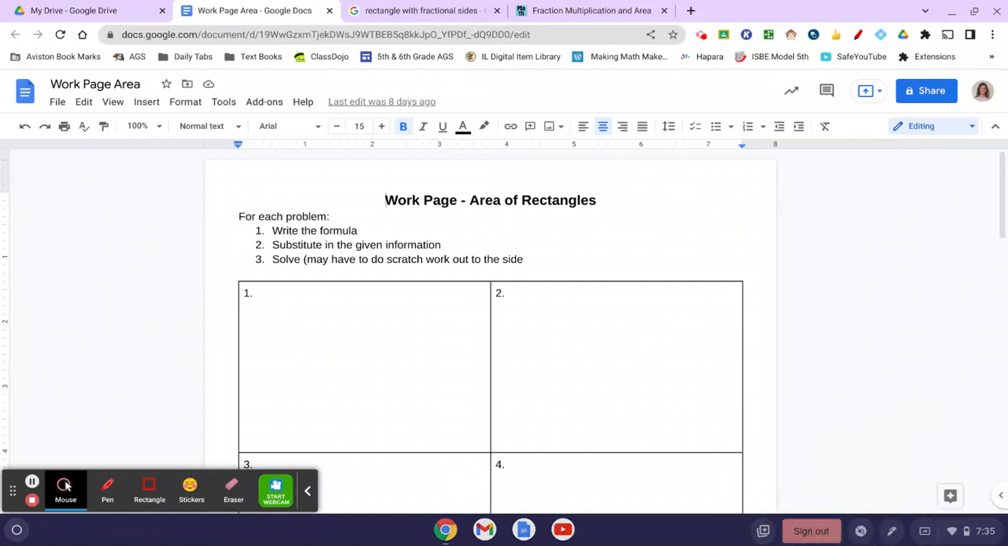Hey guys, today I'm going to show you a video on how to find area of rectangles. I'm going to be very picky on the work that you show because we're going to get to harder problems after spring break. So I'm going to show you a couple examples today in this video.